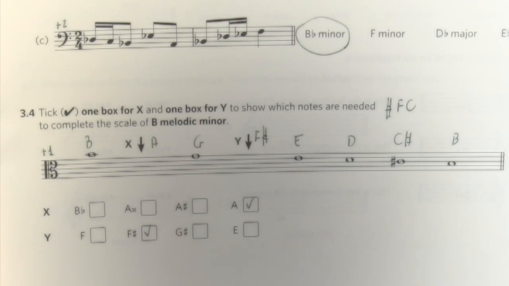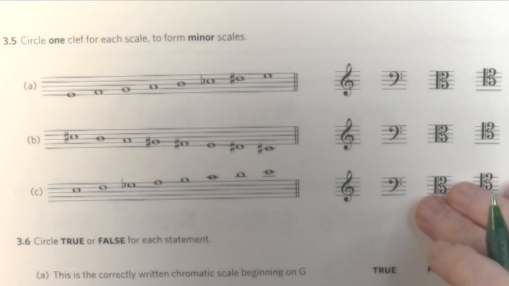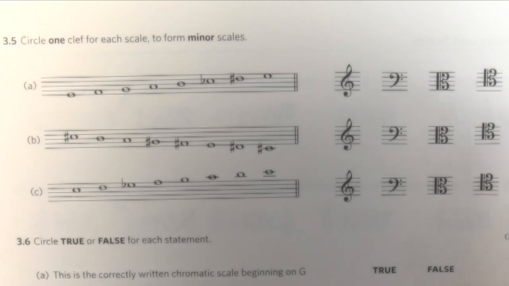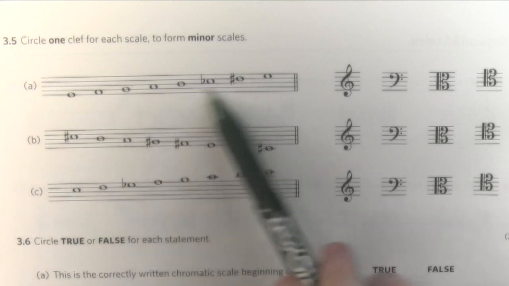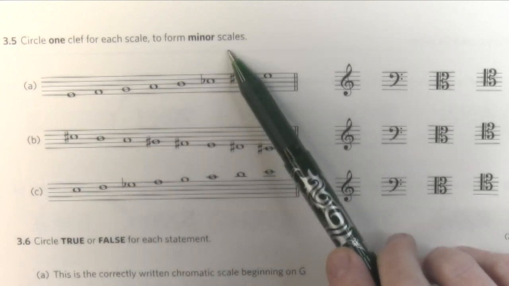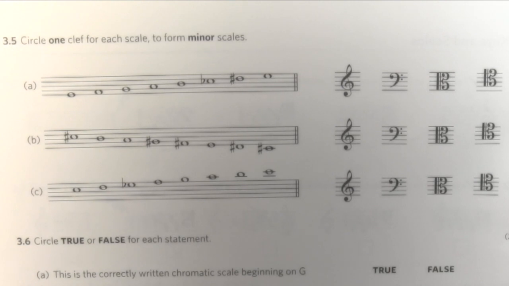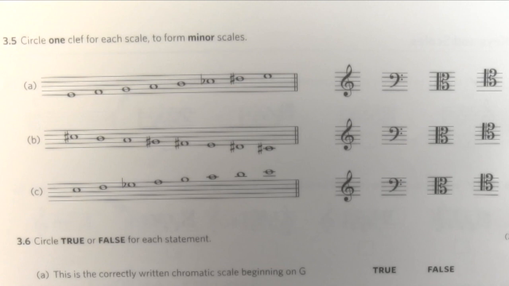Let's turn the page together. This is another long question to answer, but if you follow my steps, I try to make it as quick as possible. We need to circle the only clef that would make these 3 scales a minor scale. So the only way to answer this question is to try every single clef, and you will see that some of them actually don't make sense.